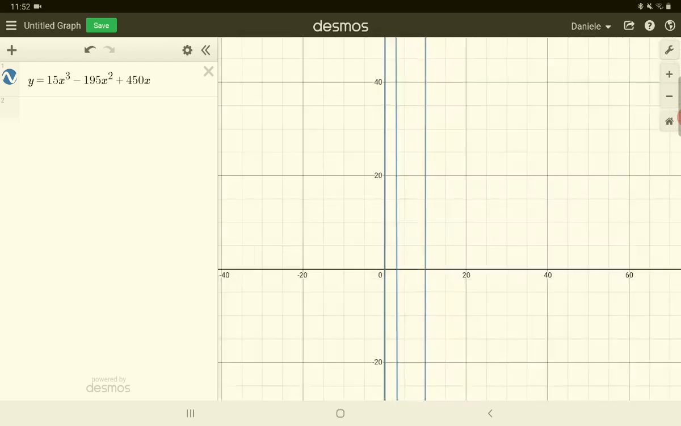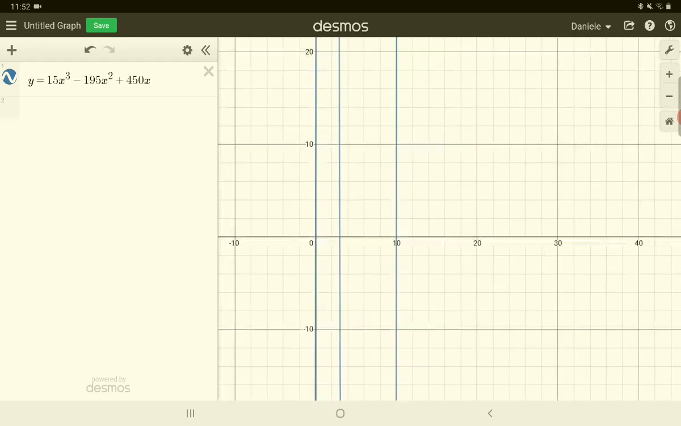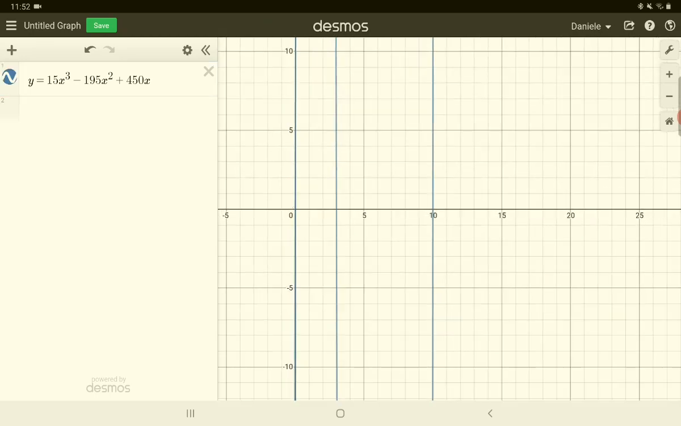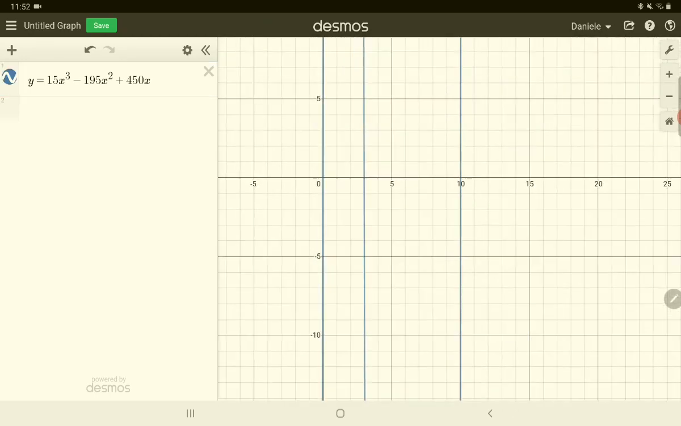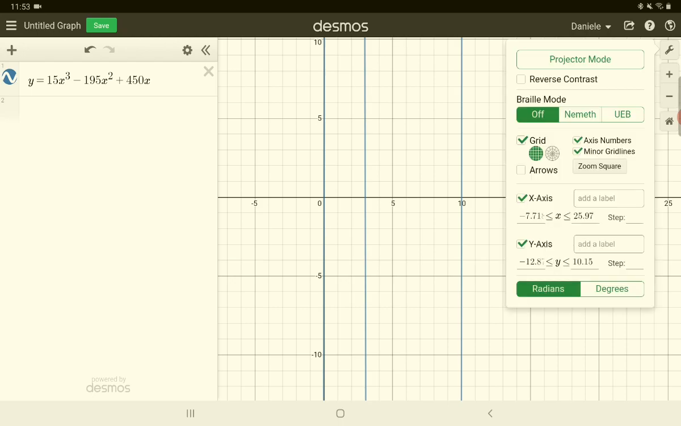Okay, so let's see here. Let's start playing around with these values. Sorry, our y-intercept is at 0, so that's not going to really help us with the maximum of this curve. Okay, so let's just start playing around with some different values and see if we can see this curve a little bit better. So let's go to our gear.